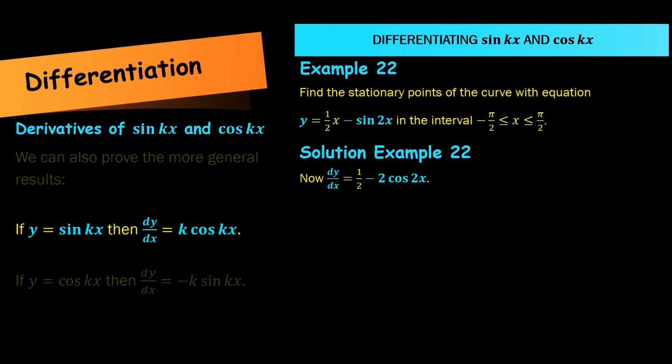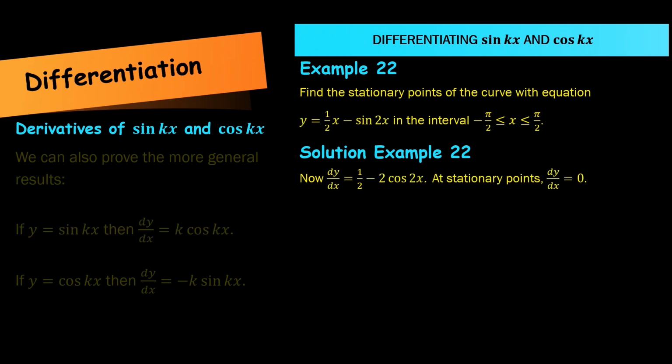At the stationary points, dy dx is equal to 0. And therefore, if we solve for x, the expression a half minus 2 cos 2x equals 0, we obtain cos 2x equals 1 over 4.